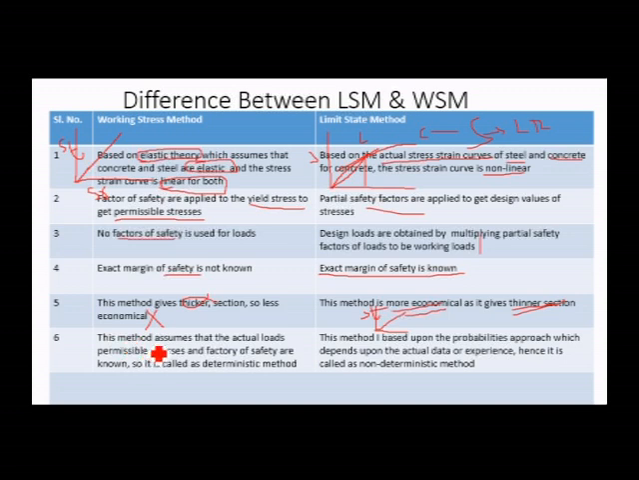And working stress method assumes that actual load, permissible stress and factor of safety are known, so it is called a deterministic method. Okay, it means we are assuming that actual load, permissible stresses and factor of safety are known, but limit state method is based on probabilities and an approach which depends upon actual data or experience. Here it is called a non-deterministic method. So these are the 6 important differences between the limit state method of design and the working stress method of design.